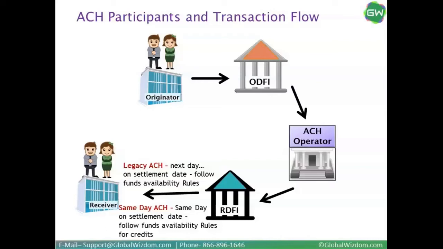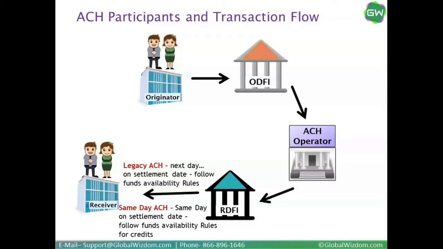There are also third-party service providers acting as sending points and receiving points, and third-party senders, but I have left them out of the visual for purposes of making it simplistic. So we look at every ACH transaction starts with an originator. The originator, whether it's an individual or a company, has a relationship with the receiver. That receiver can be an individual or a company as well. So there's a relationship there, and the originator is responsible for securing that authorization.